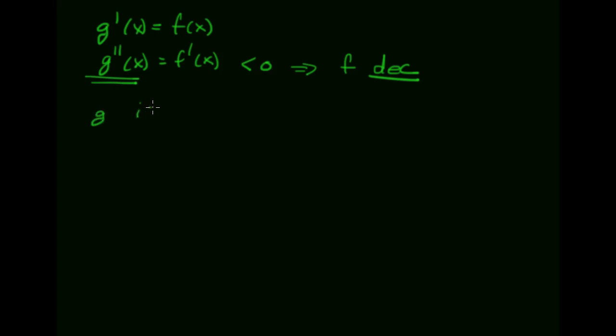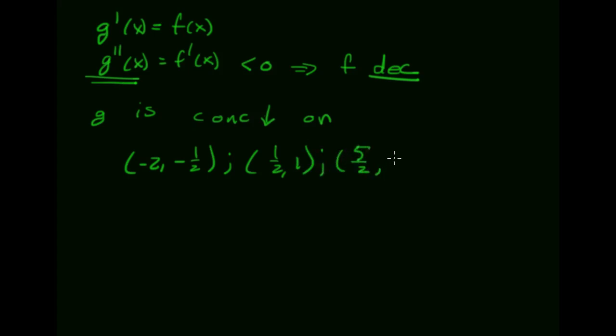So g is concave down on, well, where is f decreasing? It's decreasing from negative 2 to negative 1/2. It's decreasing again from 1/2 to 1. And then it's decreasing from 5 halves to 4. So these are the three intervals where f is decreasing and g is concave down. All right, so that's problem number 3. So let's take a look at problem number 4.